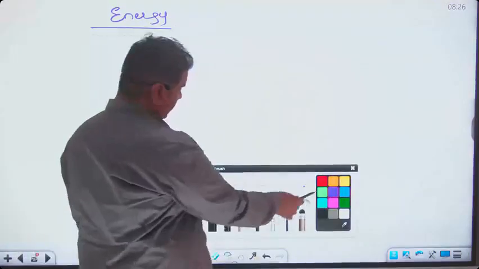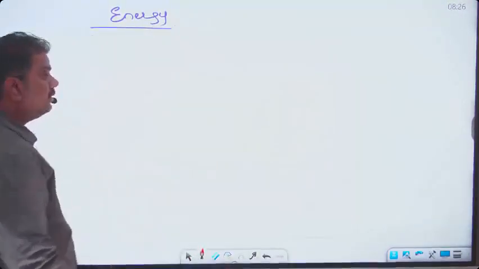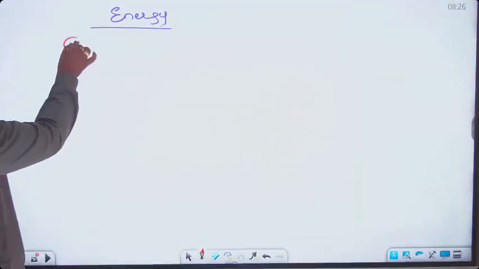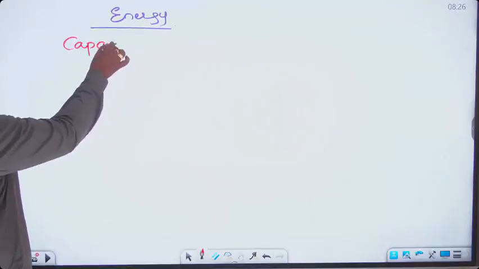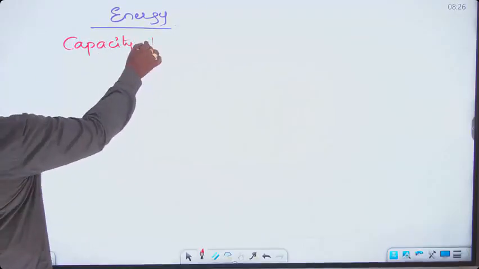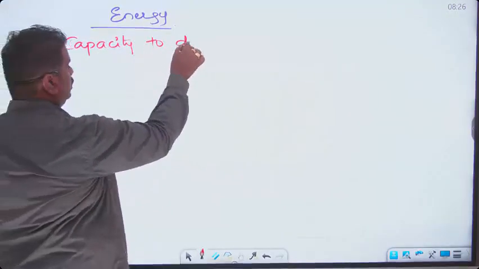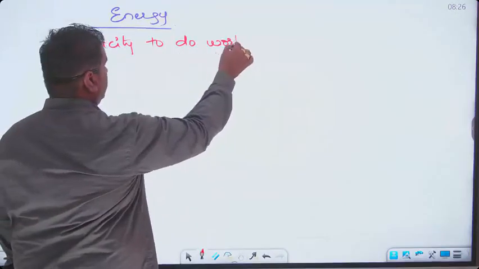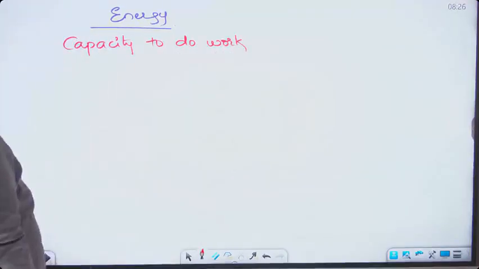That is the case of energy. So the moment you're talking about the case of energy, how do we define this particular energy? The capacity to do work, పని చేయడానికి గల సామర్థ్యము అని అంటాం. The capacity to do work is known as energy.